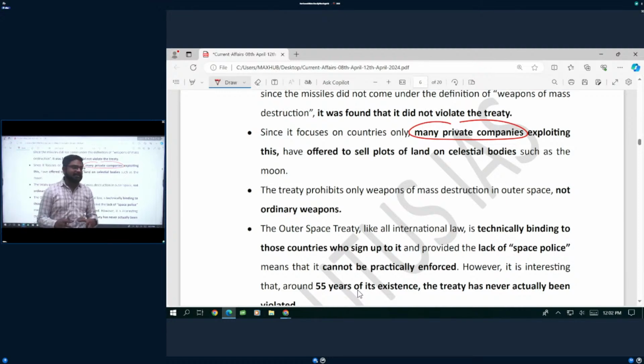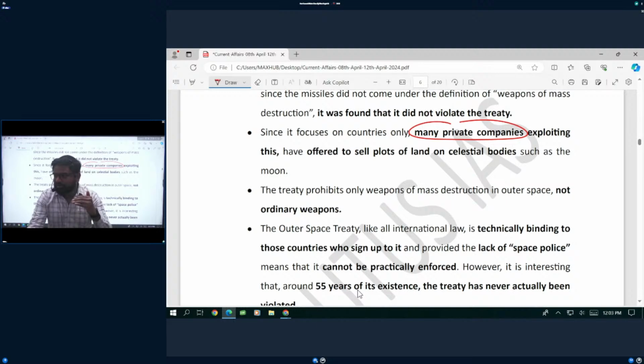Government cannot sell anything. Why? Because they are under compulsion of the treaty. Private companies are not under compulsion. So what is happening right now is every country is pushing their private corporations. They know we are bound by a treaty, but private companies are not bound by a treaty.